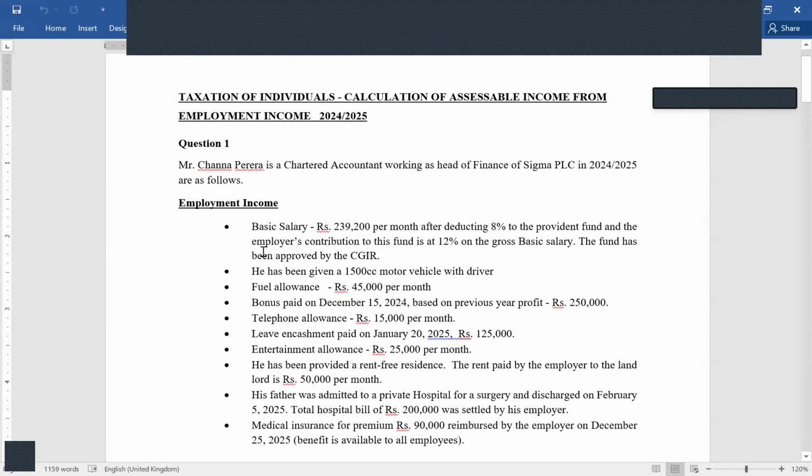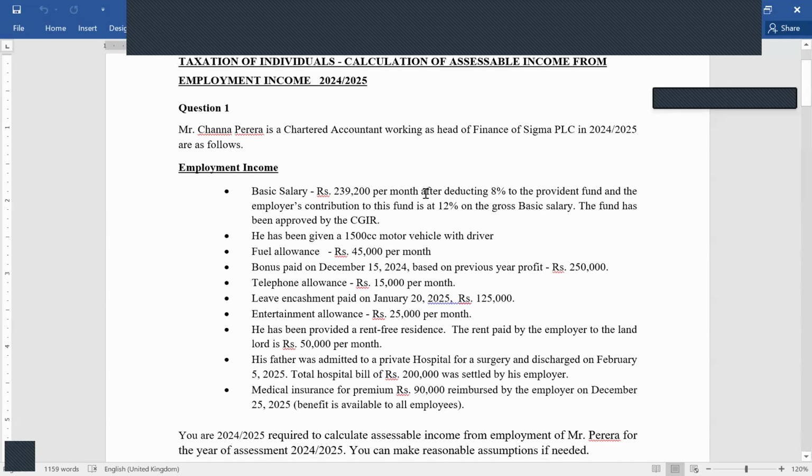This is the income of Mr. Channa Pereira. He is a chartered accountant working as head of finance. This is for the year of assessment 24-25. We will calculate our tax liability for the exam in 25-26, but very similar details are there. After that, we can calculate some tax liabilities for the year of assessment 25-26 as well. Okay, then we can start.